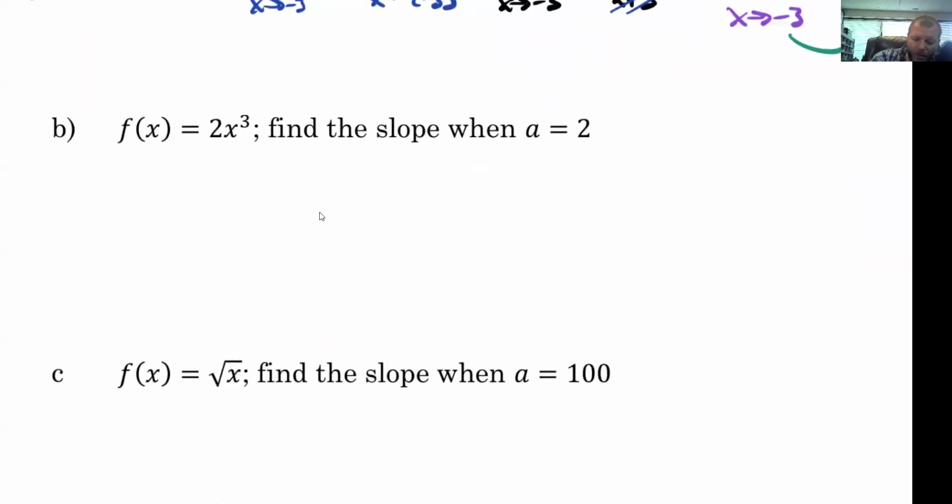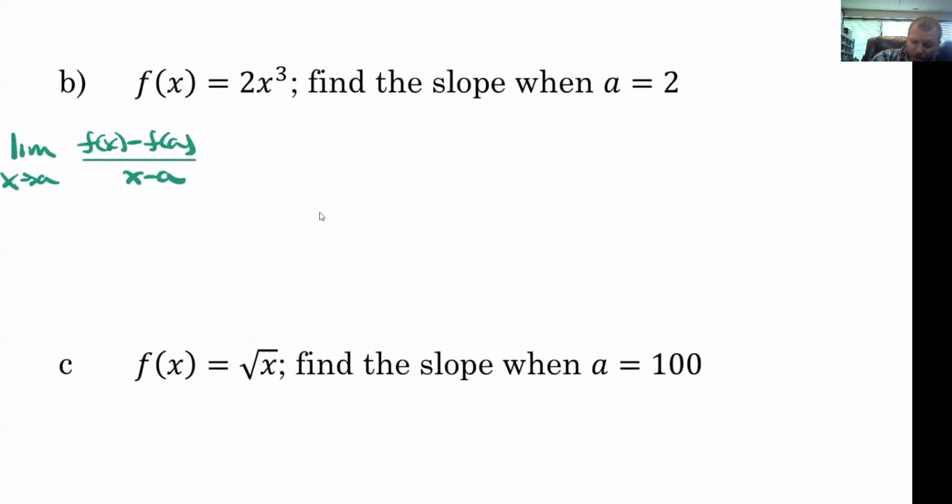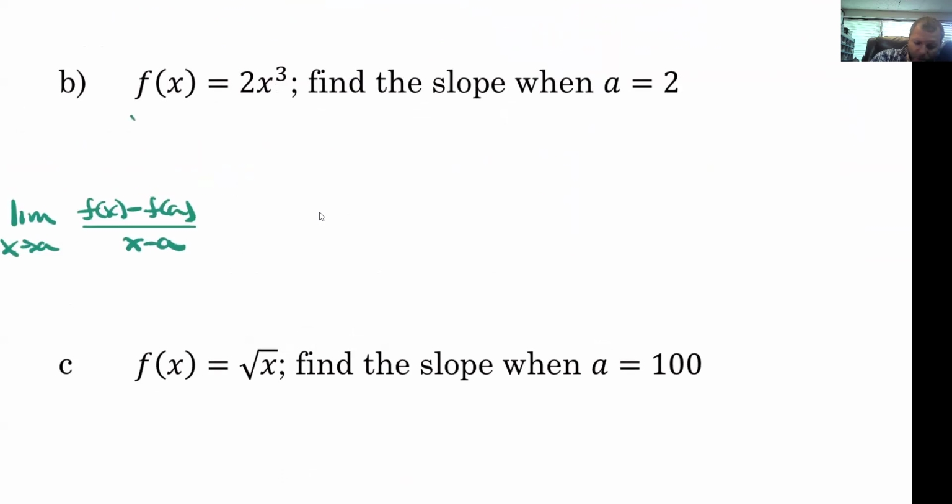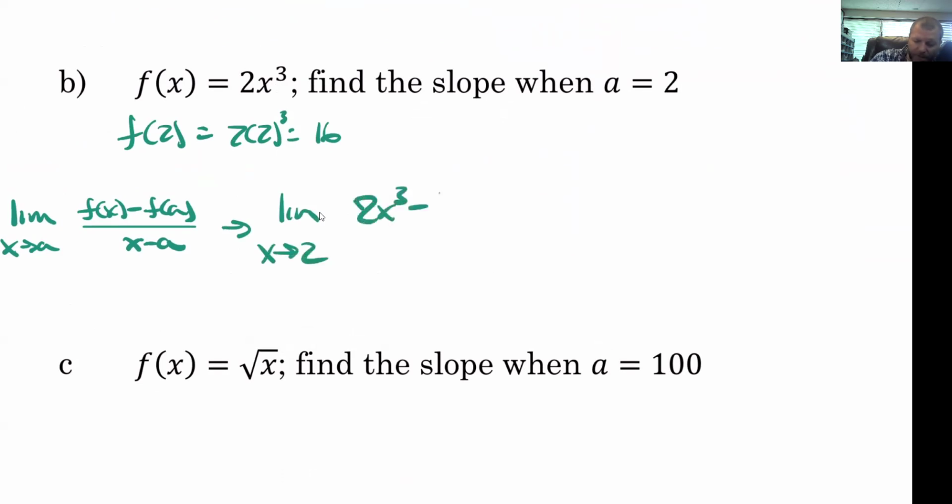In B, we want to find the instantaneous rate of change when a is equal to 2. So the first thing we need is f of 2. That's going to be 2 times 2 cubed, which is 16. So we're going to get the limit as x approaches 2 of 2x cubed, there's our f of x, minus 16 over x minus 2.